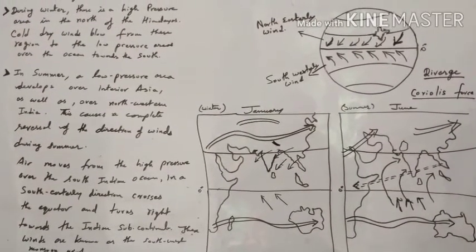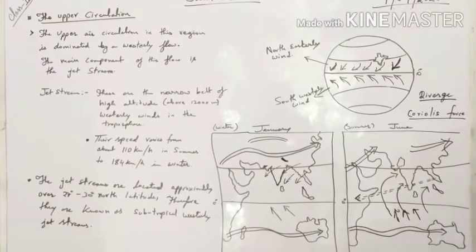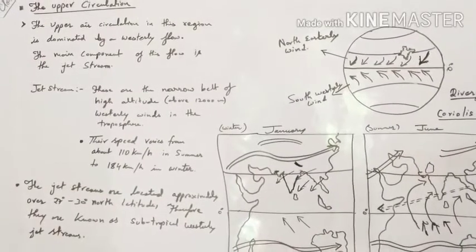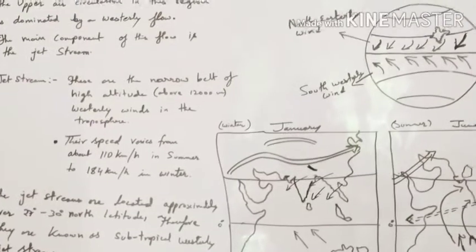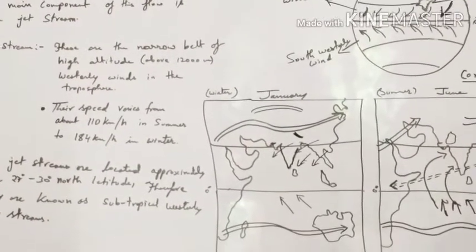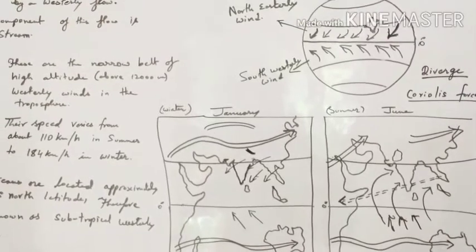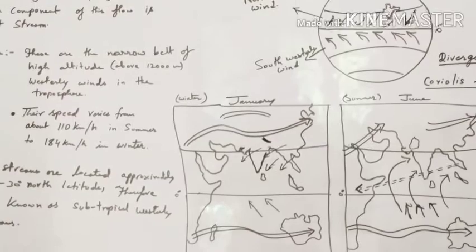Now let us understand another point. Now let us understand about the upper air circulation. The upper air circulation in this region is dominated by westerly flow, and the main component of this flow is the jet stream. The westerly flow is there of the wind, and the main component of this westerly flowing wind is the jet stream. Now let us understand what a jet stream is.